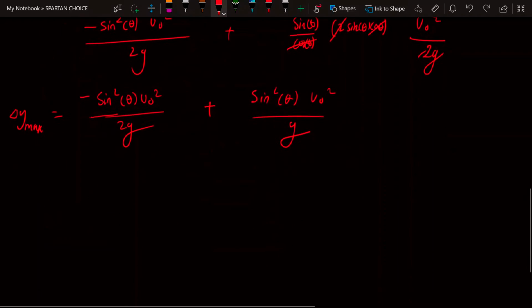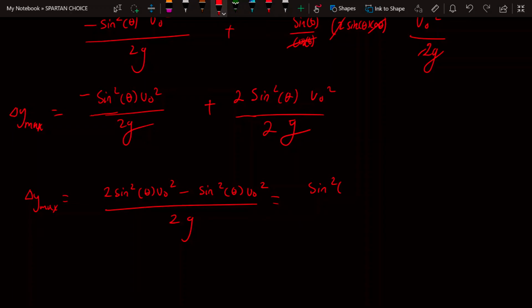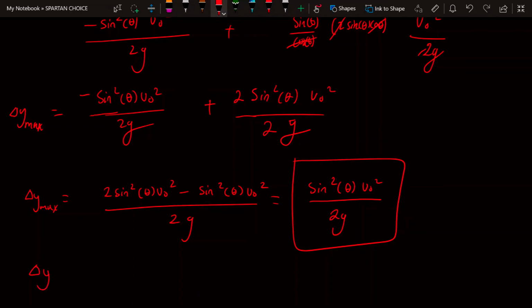What can we do here? Well, let's multiply the numerator and denominator here by 2 to get the same numerator and denominator. And let's simplify. We get delta y max is equal to 2 sine squared theta v0 squared minus sine squared theta v0 squared over 2g. And this simplifies to sine squared theta v0 squared over 2g. And that's it. It is proven. So delta y max is equal to sine squared theta v0 squared over 2g.